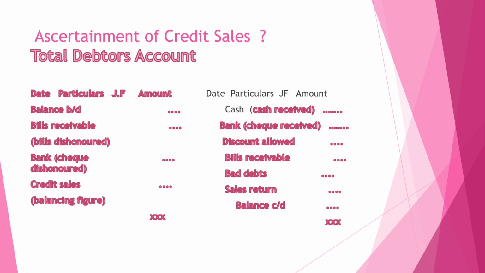Another is how we can find out credit sales. For that we prepare the total debtors account. On the debit side: balance BD, bills receivable dishonored, bank cheque dishonored, credit sale. This is the balancing figure. And on the credit side: by cash, cash received, bank cheque issued, receipt, discount allowed, bills receivable, bad debts, sales return, balance CD. So this is the format by which we find out any of the missing figures.